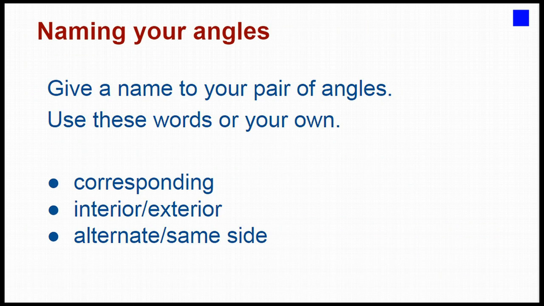At the tail end of that, we're going to apply naming the angles. So give a name to the pair of angles. Use these words on your own: corresponding, interior, exterior, alternate, or same side. This gives students a chance to try and determine the names, and realize that those names for those special pairs do have specific meanings.